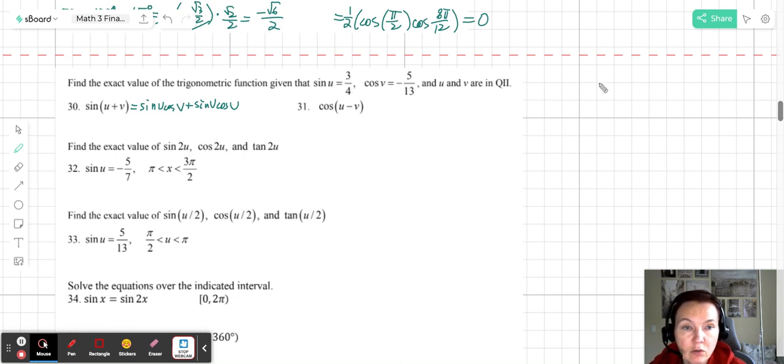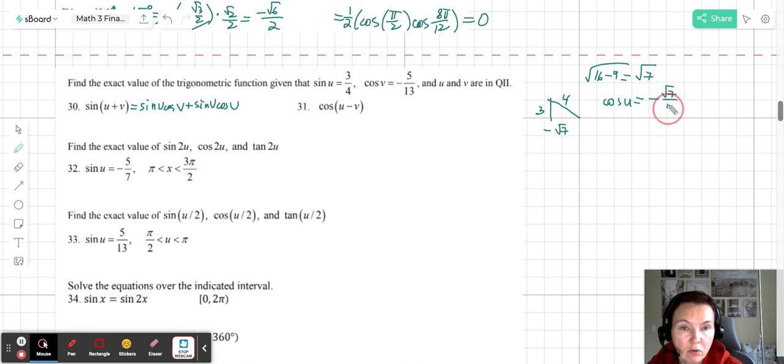So if sine u is, we're in quadrant 2, like this. Sine is opposite over hypotenuse, 3, 4. So to find adjacent, we're doing 16 minus 9. Calculate the square root of that. That is going to be square root of 7, and it's negative. So that means that cosine u has to be equal to negative square root of 7 over 4.